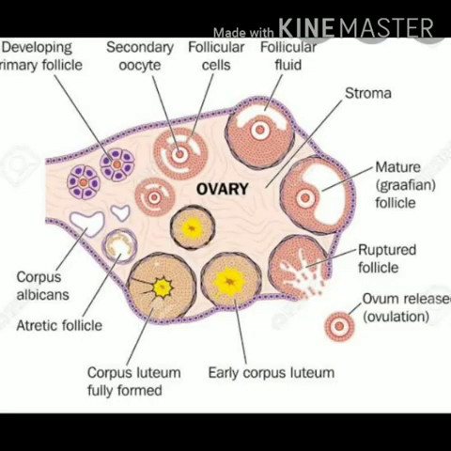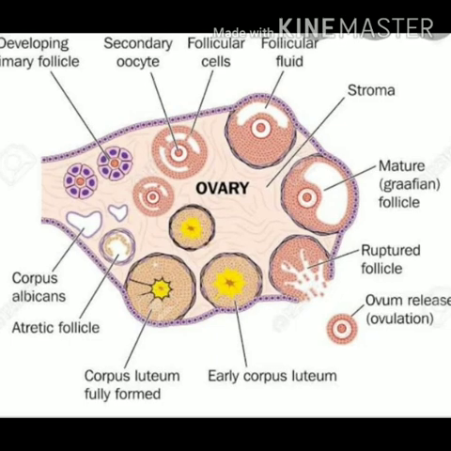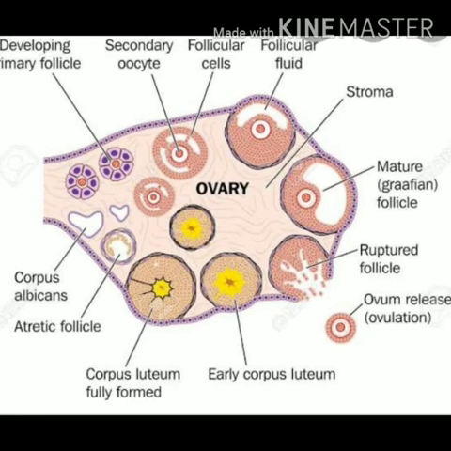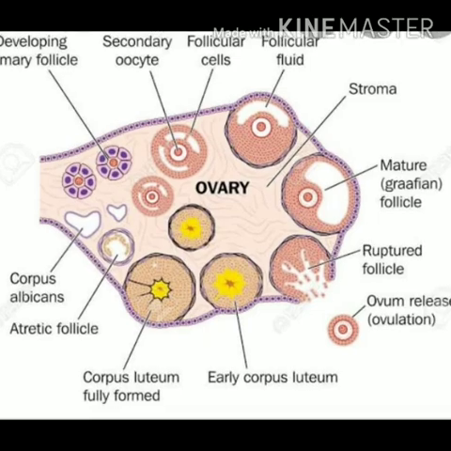Where are the ovaries situated, and describe the structure. If we see, the ovaries are situated in the pelvic cavity on either side of the uterus. Each ovary is tethered to the uterus by the ovarian ligament, that is a fibrous cord. It is suspended from the abdominal wall by a mesentery called the mesovarium.